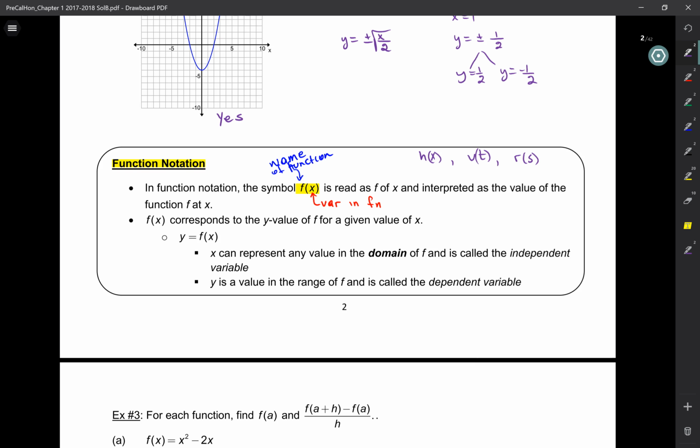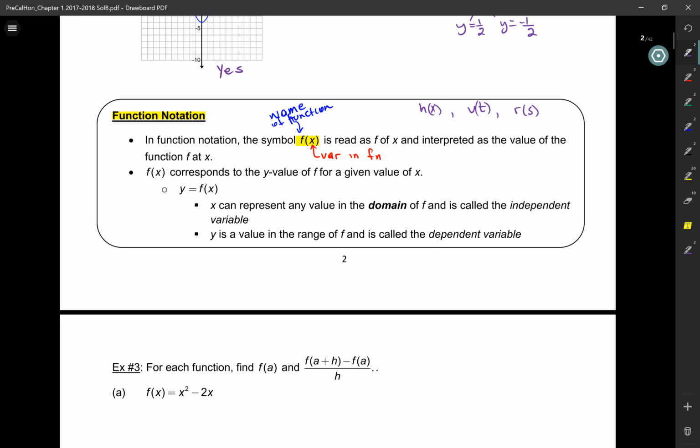Here is a function. The name of the function is v. The variable inside the function is t. Based on your needs, you can use different variables. V of t is used most often if you're describing velocity with respect to time.